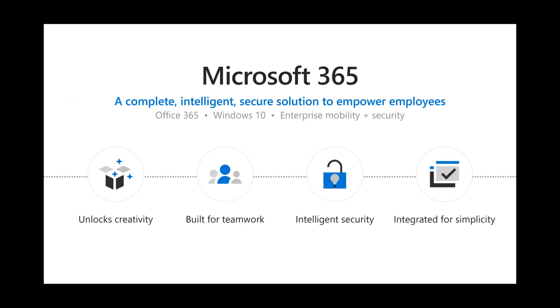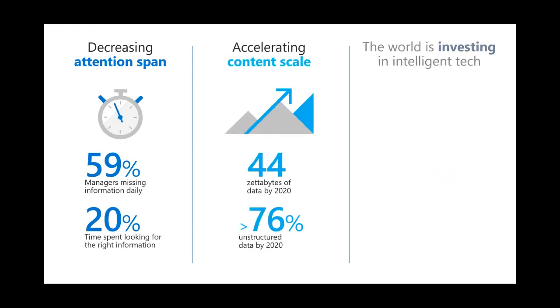So Microsoft 365 focuses on 4 key areas: creativity and teamwork, which is all about unlocking the potential of every individual to drive innovation within an organization, and at the same time, intelligent security, as well as being integrated for simplicity. So we're really focused on creating the lowest total cost of ownership environment by integrating for simplicity and having the intelligent security built into the suite itself.